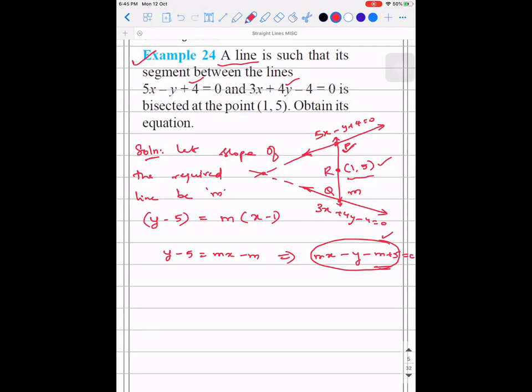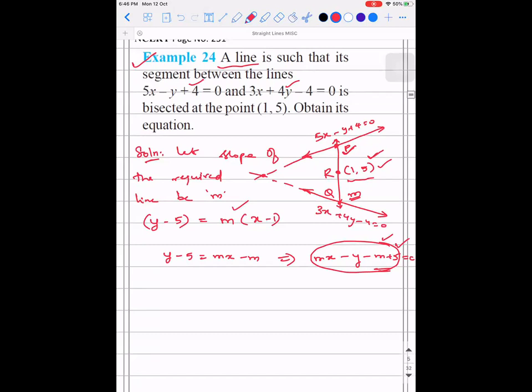Obtain its equation. Since we know only the point, and we don't know the slope, I have introduced an unknown m. So you can write it in the slope point form. When you write it in the slope point form, you get the equation of line PQ, right? But the line PQ is meeting 5x minus 4y plus 4 and it is meeting 3x plus 4y minus 4. If you are able to find P and Q, we will be able to solve this question. Did you understand what I did? Yes. Can you find out PQ and tell me?